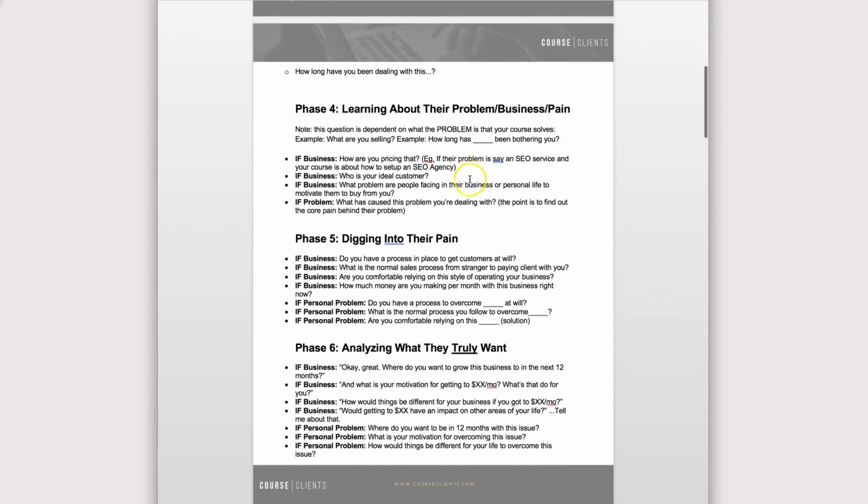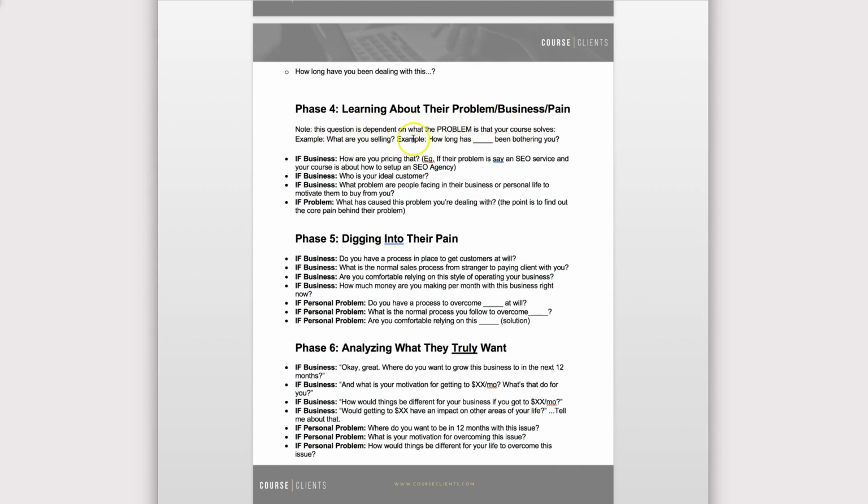Phase 4, learning about their problem, business pain. So whatever it is, their problem could be a breakup. Their problem could be they're not getting into their dream school, their business. It could be that you have a course on how to build a successful roofing company, anything. So this is what you're learning about. Now this question is dependent on what the problem is that your course solves.